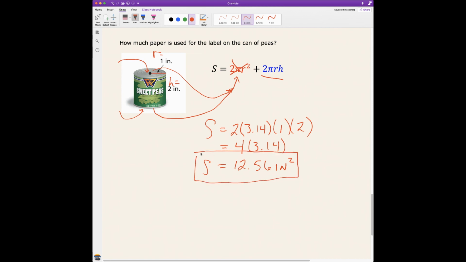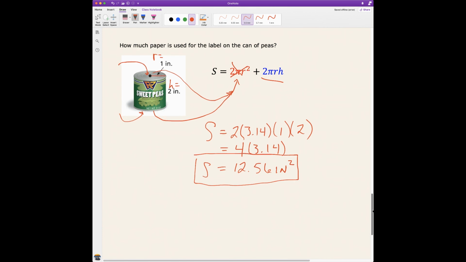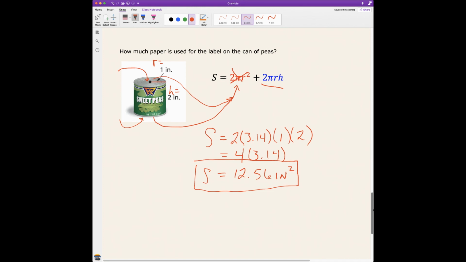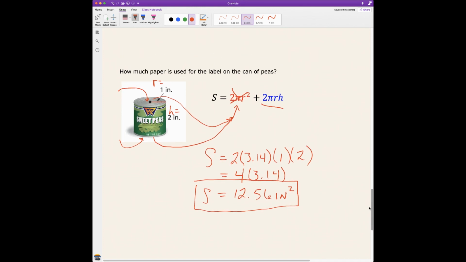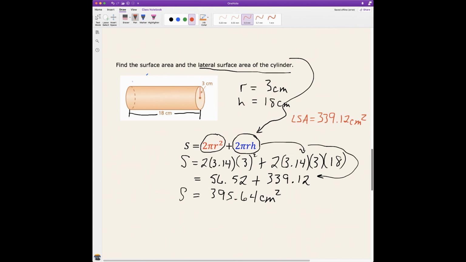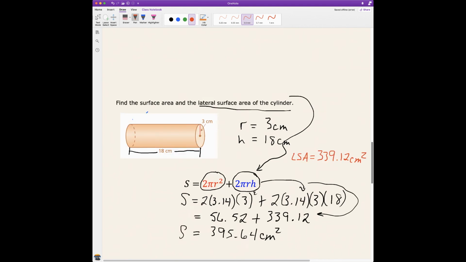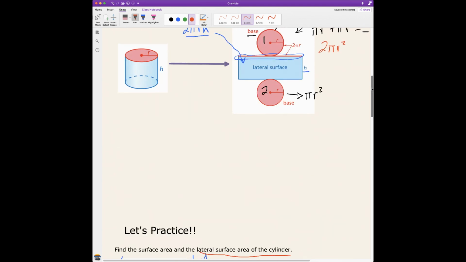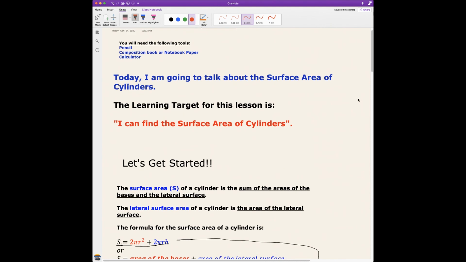Okay, so for cylinders, that's it. You really just need to know the formula. Make sure you have it in your composition book or in your notes, wherever you keep those. And you just have to be able to identify the radius of the cylinder and then the height of the cylinder. And remember, the height is just the distance between the two circles of your cylinder. All right, we worked through a couple problems, and hopefully you can find the surface area of cylinders now.